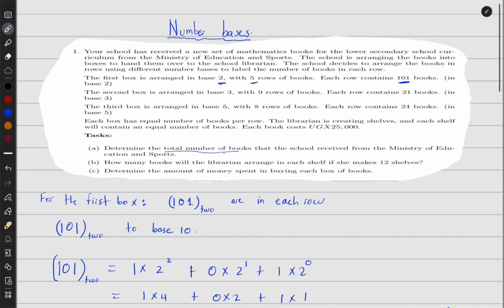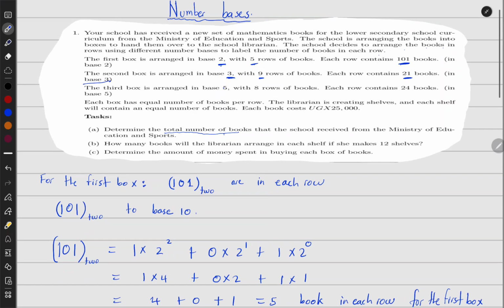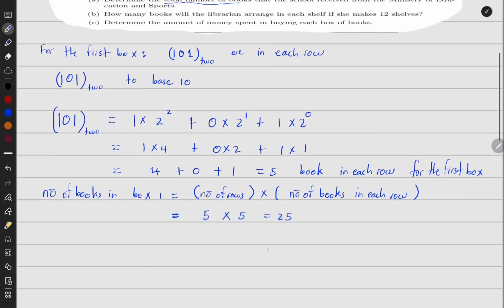Now what about the second box? The second box is arranged in base 3, 9 rows, and each row contains 21 books in base 3. So therefore we have to convert this.